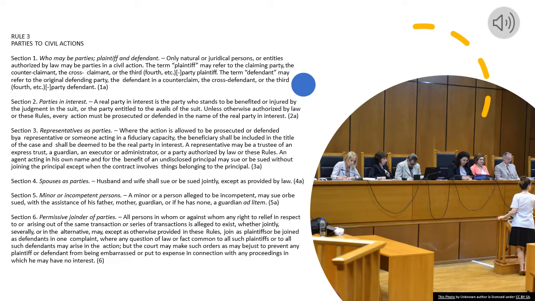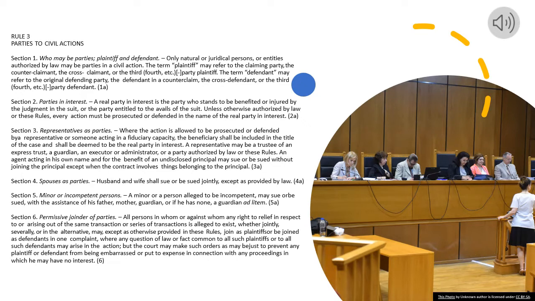Section 6. Permissive joinder of parties. All persons in whom or against whom any right to relief in respect to or arising out of the same transaction or series of transactions is alleged to exist, whether jointly, severally, or in the alternative, may, except as otherwise provided in these rules, join as plaintiffs or be joined as defendants in one complaint, where any question of law or fact common to all such plaintiffs or to all such defendants may arise in the action, but the court may make such orders as may be just to prevent any plaintiff or defendant from being embarrassed or put to expense in connection with any proceedings in which he may have no interest.